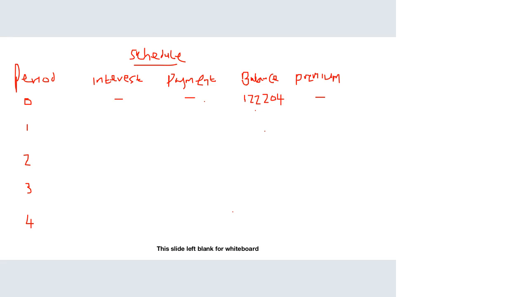Now, when it comes to year 1, we need to get the interest for year 1. We need to get the interest for year 1. So the interest for year 1 will obtain it.